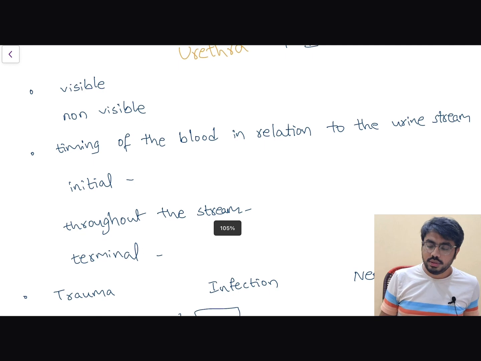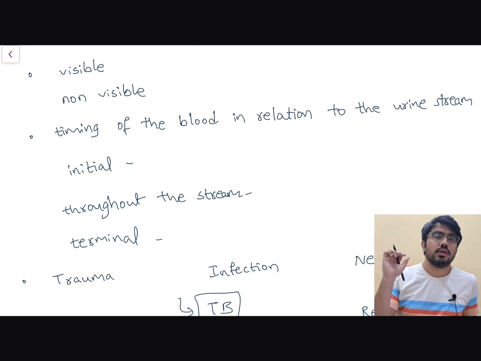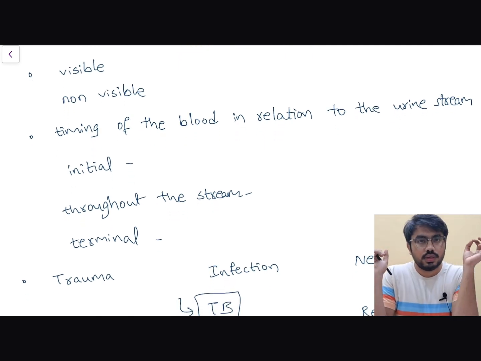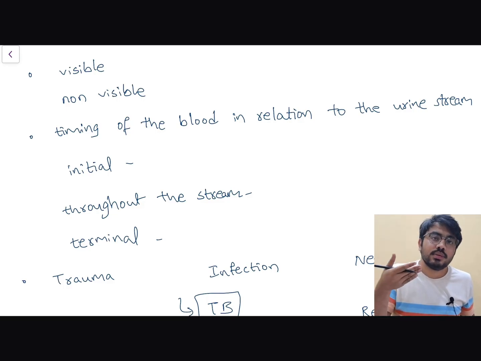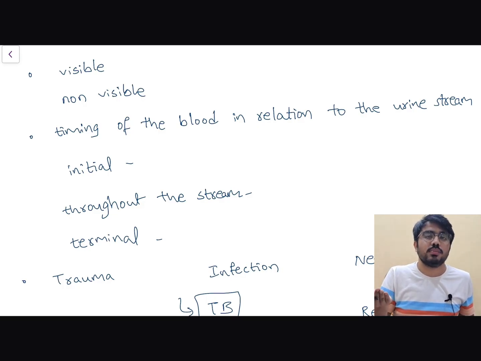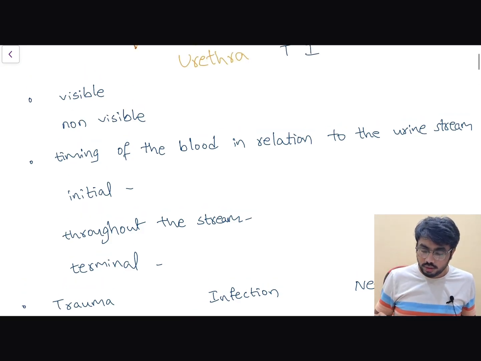So, hematuria is of two types. Hematuria means what? There is blood in the urine. It may be visible, it may be non-visible also. Sir, how will it be non-visible? If I see under a microscope there is presence of RBCs, then what can I tell? Yes, it is also hematuria. Presence of blood in the urine. That is microscopic hematuria. So hematuria can be visible or non-visible.